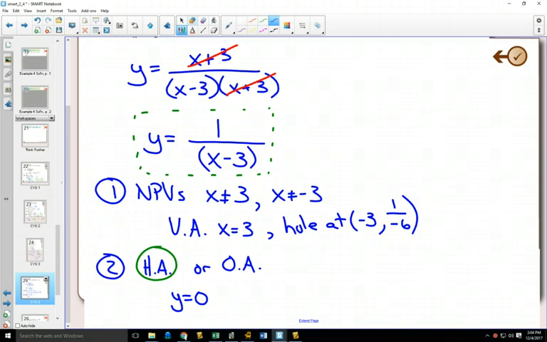So when I look at this one, the highest power is an x. We have one x on the bottom. We have no x's on the top. If you're using that technique, that'll also tell you that you have a horizontal asymptote at y equals 0. Or maybe you remember that whenever the degree is larger in your denominator than in your numerator, you always have y equals 0 as your horizontal asymptote.